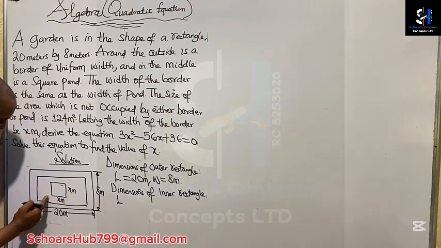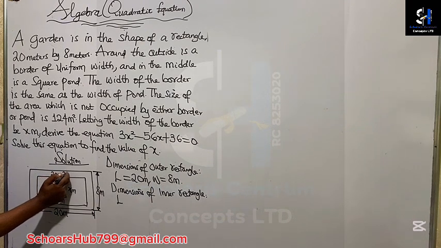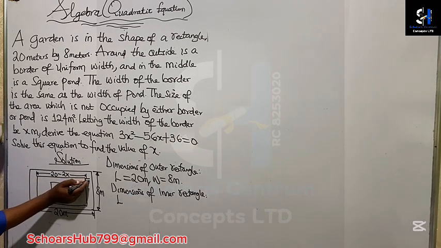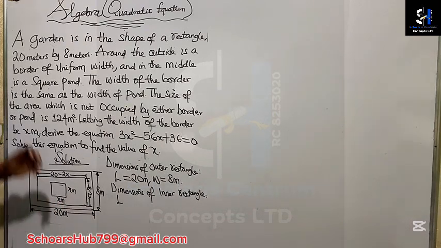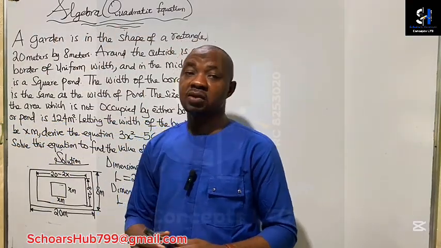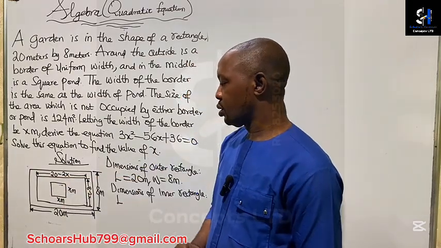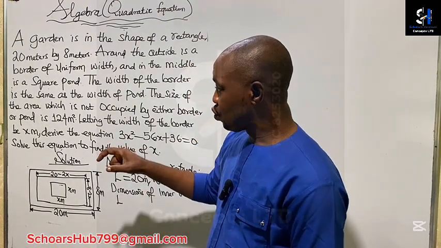The length for the inner rectangle: this is 20, this is x, this is x, so this will be 20 minus 2x. And the width will be 8 minus 2x. So the inner rectangle, that is the garden bed, has dimensions of 20 minus 2x for the length, then 8 minus 2x for the width. Now there's a square in the middle.